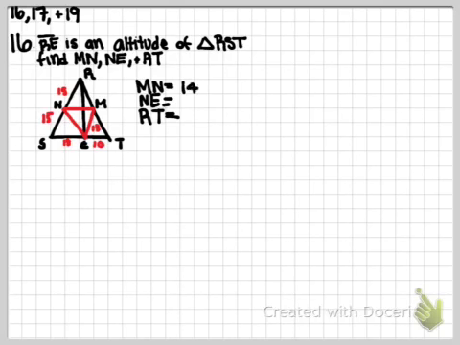Next is NE. NE is part of an isosceles triangle consisting of segment NS and SE. So I believe that measurement NE would be congruent with measurement SN. So I'm going to have it as 15.